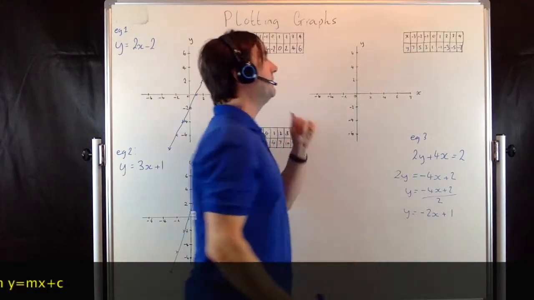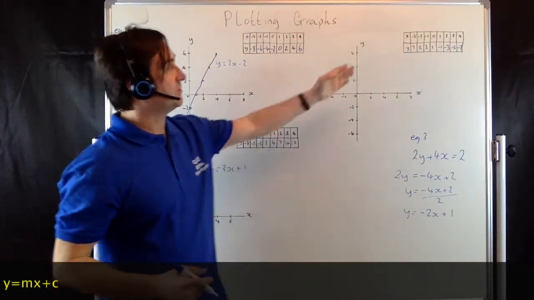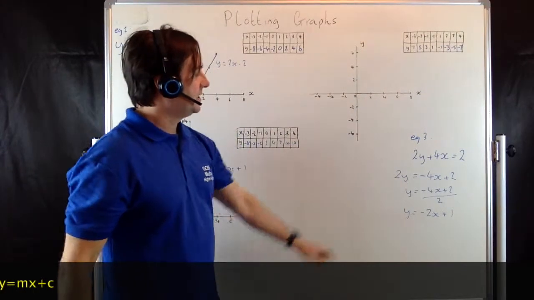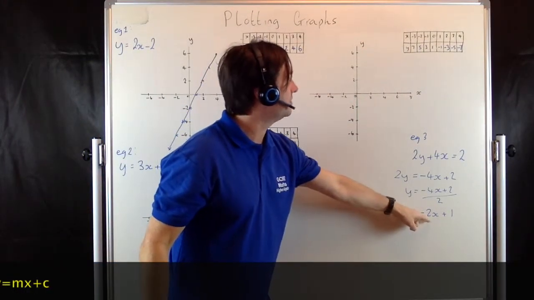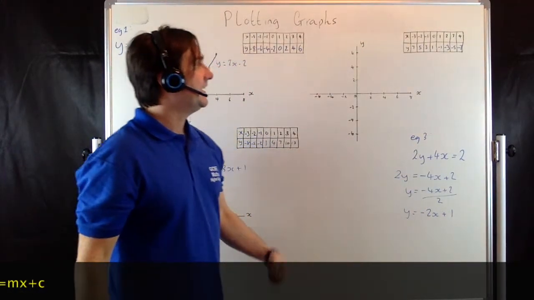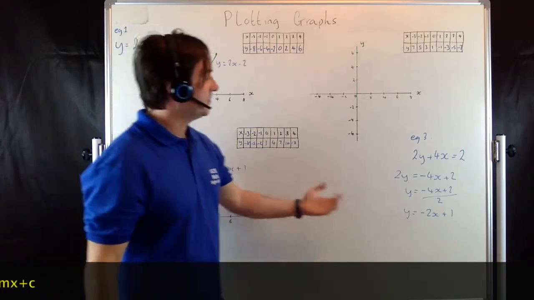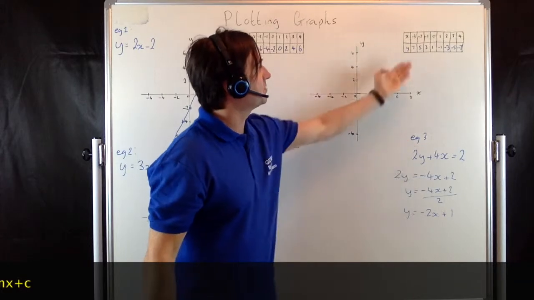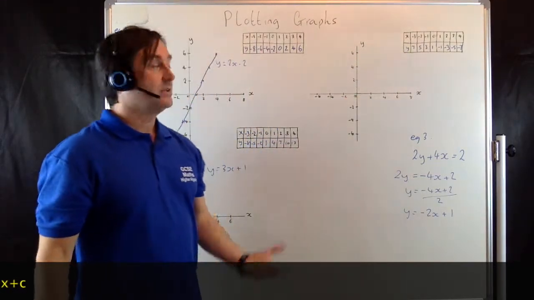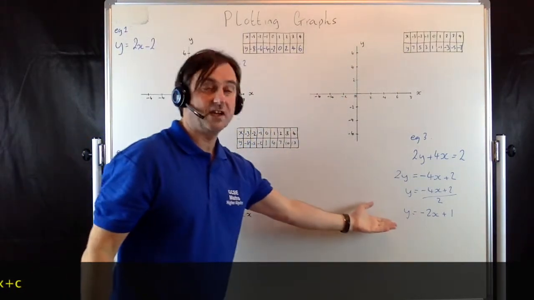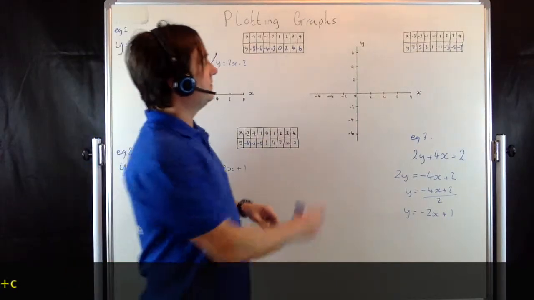Put my y value in there. Let's just check on the last one to make sure we've done it correctly. So negative 2 times negative 3 is positive 6, because a negative times a negative gives a positive. So we've got positive 6 plus 1 gives me 7. So I've done this correctly. Let's plot the points now.